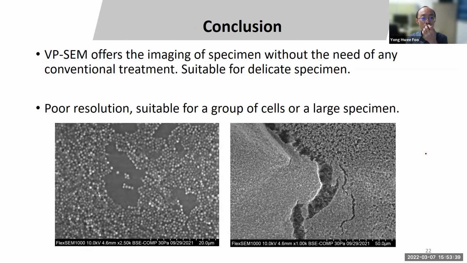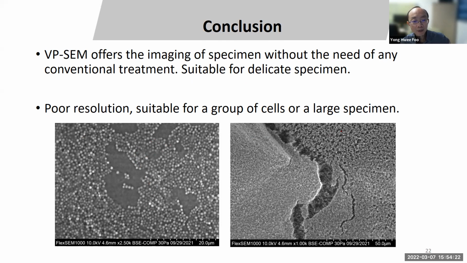So to conclude, the VP SEM offers the imaging of specimens without the need of any conventional treatment. All these images that I've shown you did not undergo any treatment. You just take the sample from either the agar plate or from the leaves and put it directly under the SEM. So it's suitable for non-destructive imaging. However, the disadvantage is poor resolution. As you can see here, even under 2,500 times magnification, the resolution is pretty poor. So it has its own use.